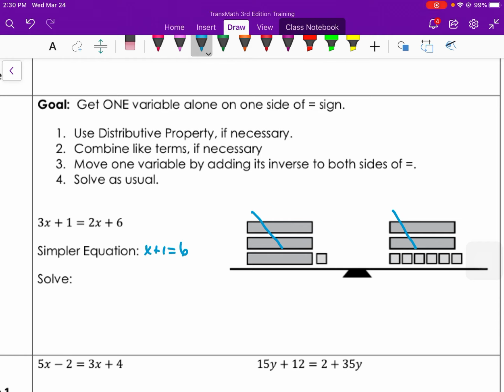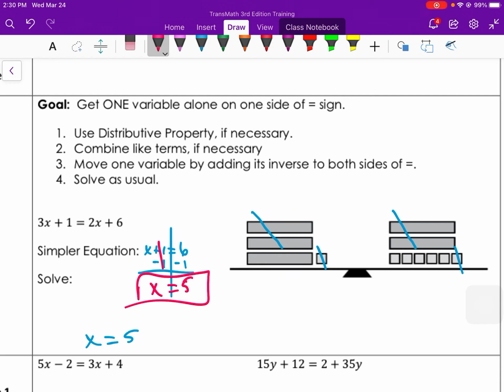That's the simpler equation because now we just have one variable, and this is a one-step equation that we're familiar to. Next, our inverse operation would be to cancel one of those from both sides. So then we would get x equals 5. And I can show that right here. If we do our inverse operation, we would subtract 1 from both sides, so that then we have x by itself, and we see x equals 5.